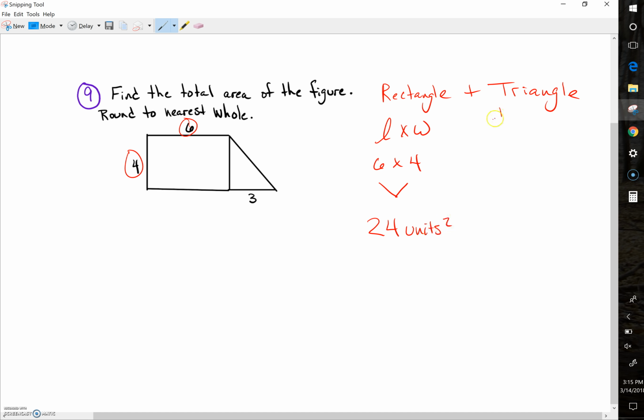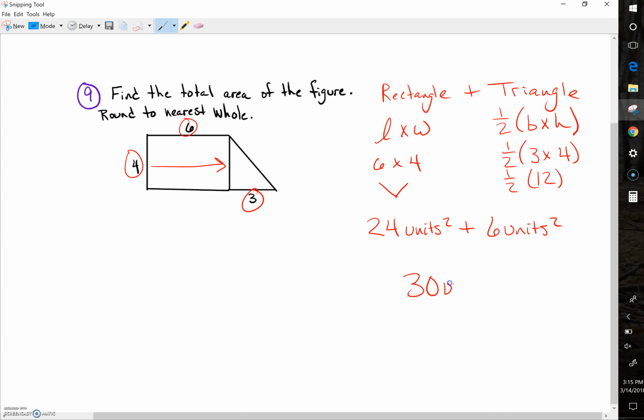For a triangle, it's 1/2 base times height. This triangle has a base of 3 and a height of 4. 3 times 4 is 12. We want half of it. That's 6. So 24 units plus 6 units squared is 30 square units.